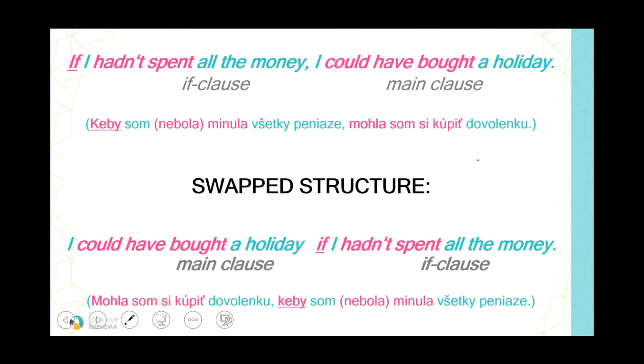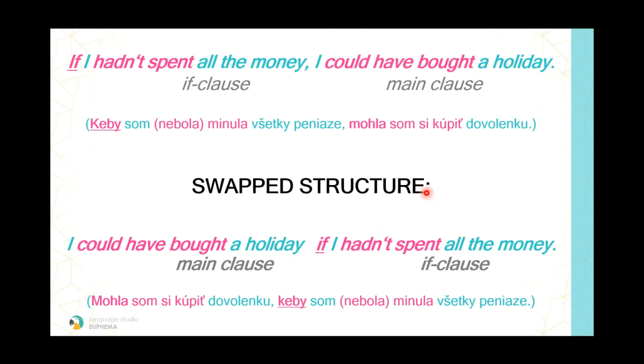One example, if I hadn't spent all the money, I could have bought a holiday. So in the if clause, we use past perfect, and in the main clause, could have bought. As you can see, I use could instead of would. That's completely all right. I could have bought a holiday. That means that I am expressing possibility. Okay, I could have bought a holiday, but I didn't.